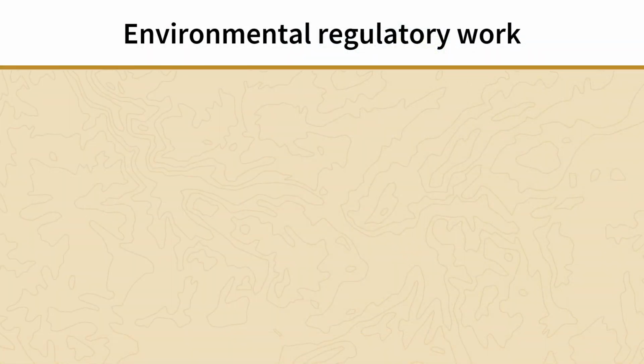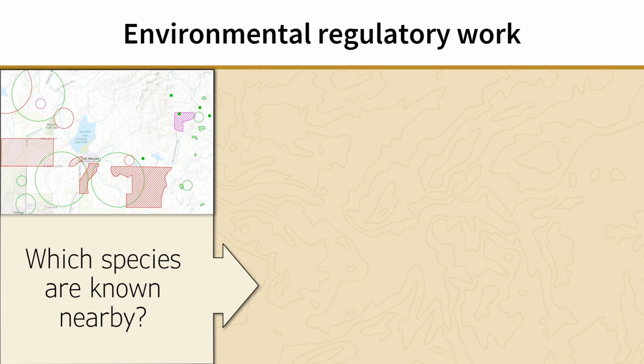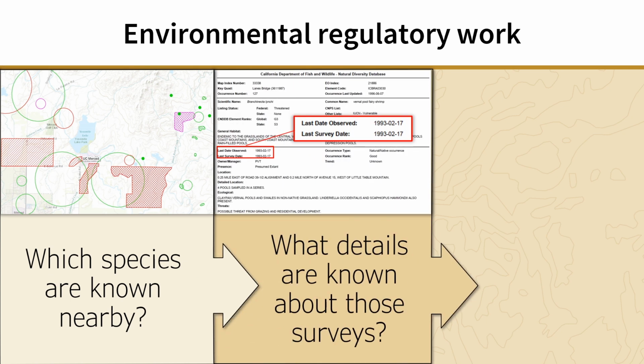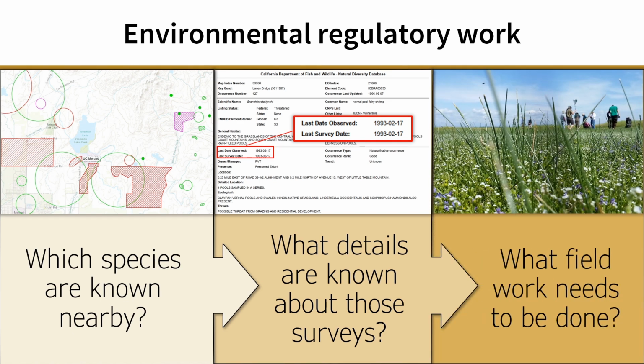Most commonly, the CNDDB is used in environmental regulatory work. Consultants and regulators rely on the CNDDB to inform them about which imperiled species are likely to be found in an area, to glean details about prior surveys, and then determine which types of surveys should be done for a project.